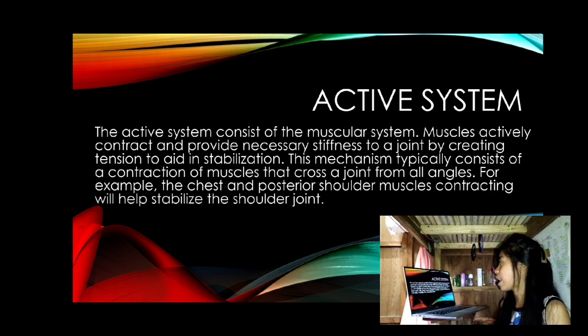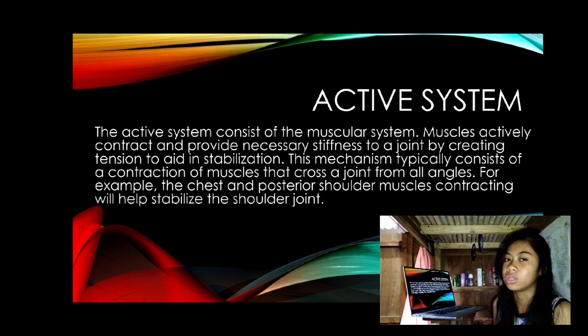Second is the active system. The active system consists of the muscular system. Muscles actively contract and provide necessary stiffness to a joint by creating tension to aid in stabilization. This mechanism typically consists of a contraction of muscles that cross a joint from all angles. For example, the chest and posterior shoulder muscles contracting will help stabilize the shoulder joint.